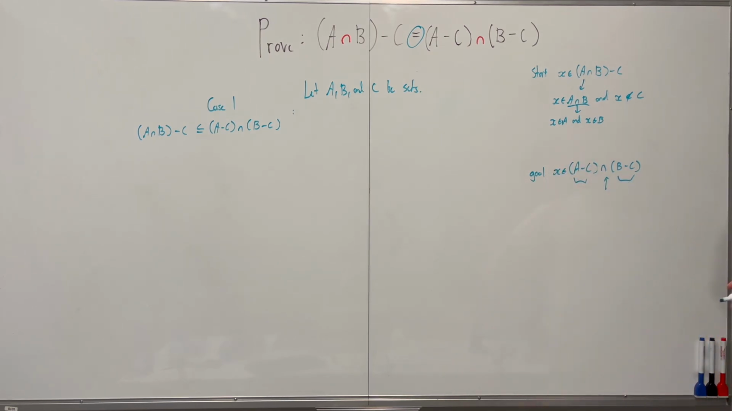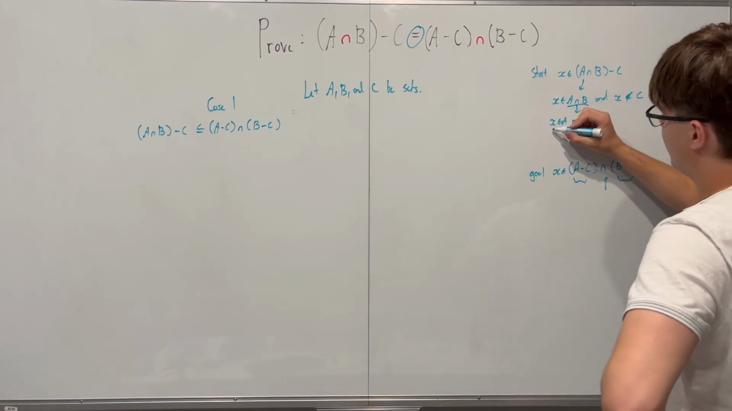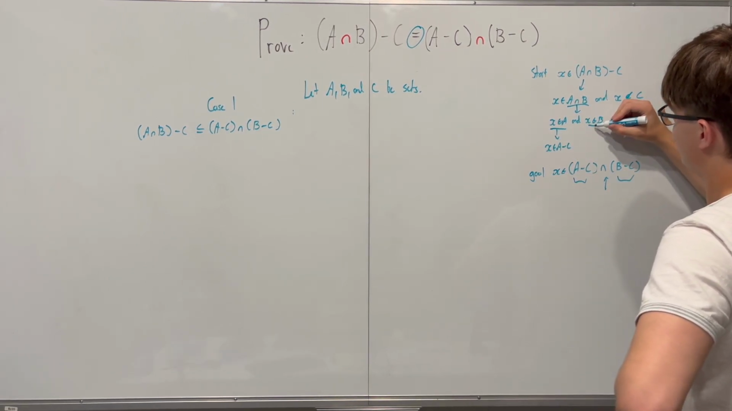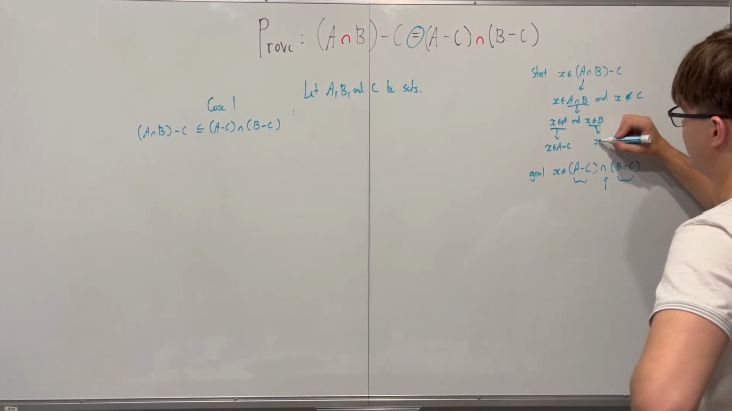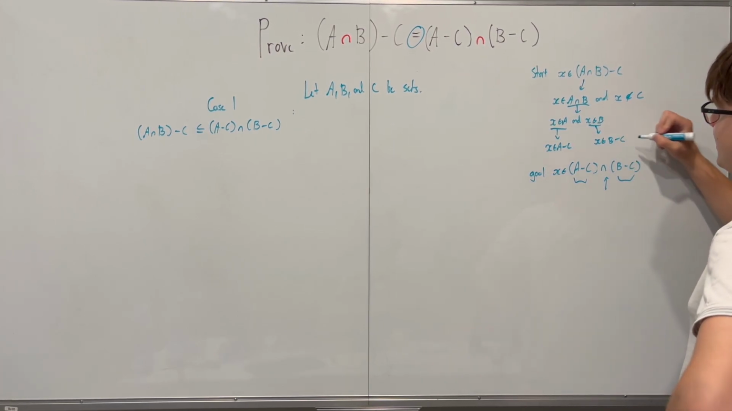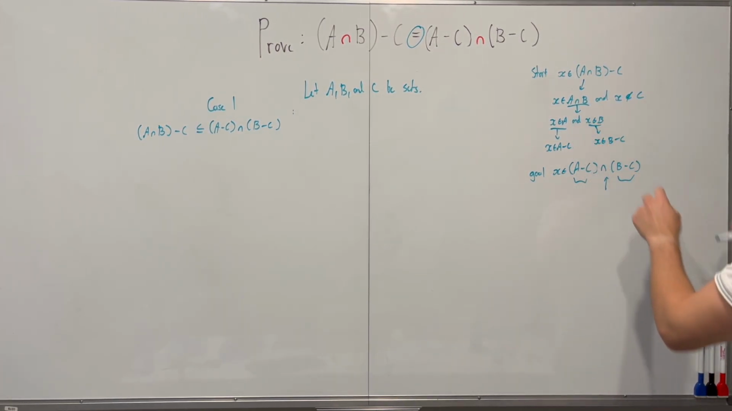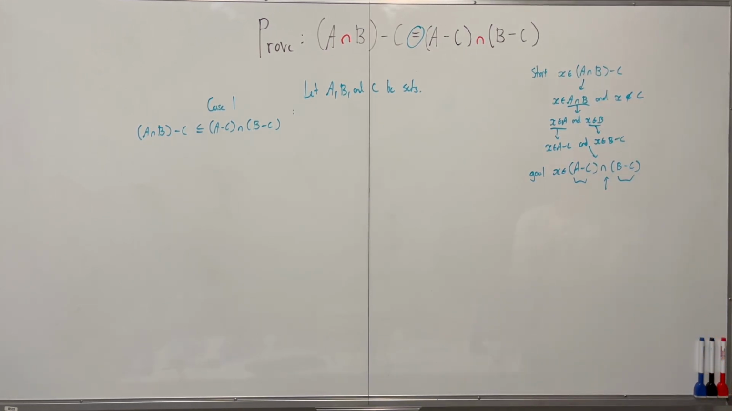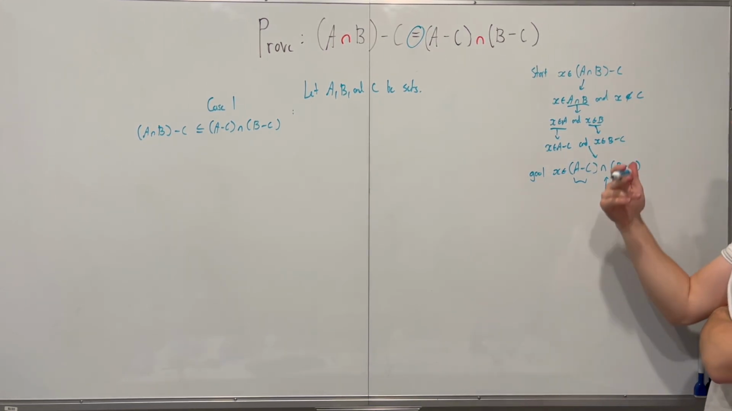Well, if X is in A and X is not in C, we know that X is going to be an element of A minus C. And since X is an element of B and not in C, then we know X is going to be an element of B minus C. And since it has to be in both of these sets, we get our goal set down here. Yeah, this seems to make sense. So let's go ahead and put this into words.